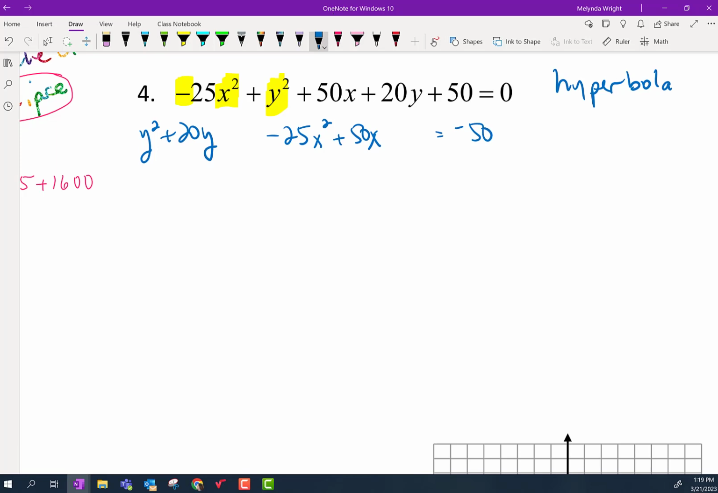Okay, so I did that intentionally. We have to be sure that the negative fraction is second, not first, with a hyperbola. And the hyperbola is the only one that should have a negative fraction.